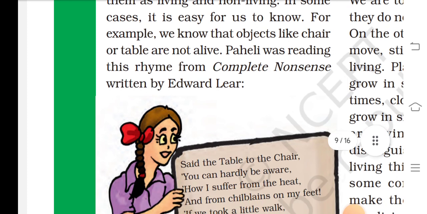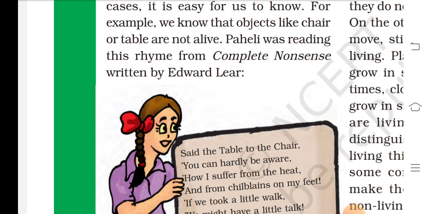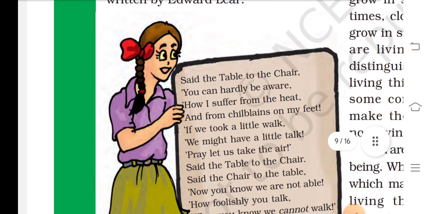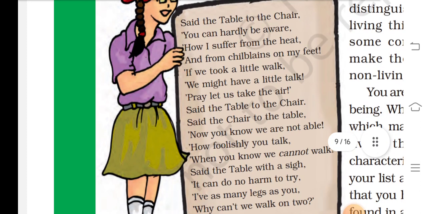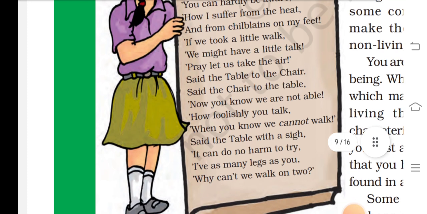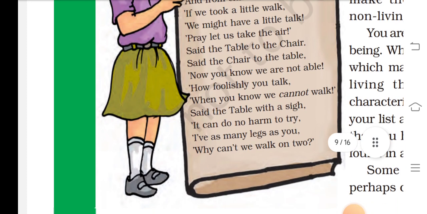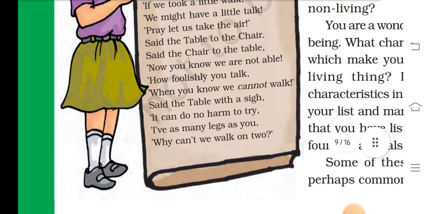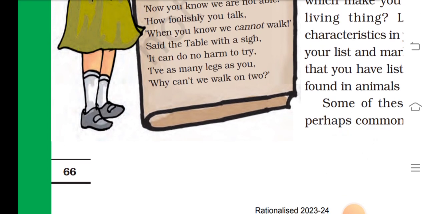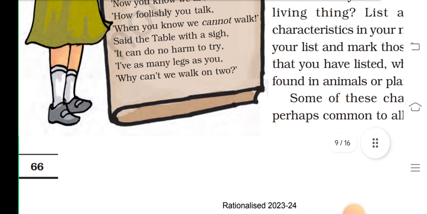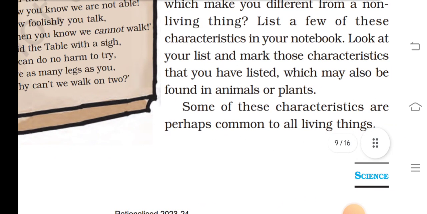Paheli was reading this rhyme from Nonsense by Edward Lear. Said the table to the chair, you can hardly be aware how I suffer from the heat and from the chill on my feet. If we took a little walk, we might have a little talk. Pray let us take the air, said the table to the chair. Said the chair to the table, now you know we are not able. How foolish you talk, when you know we cannot walk, said the table with a sigh. It can do no harm to try. I wish I had as many legs as you. Why cannot we walk on two?